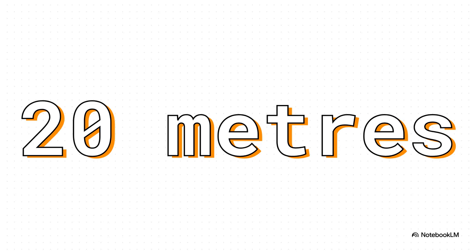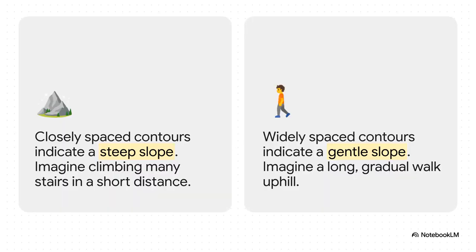So what that means is every time you cross one of those brown lines, you've just climbed, or descended, 20 meters in elevation. And the spacing of these lines tells you the story of the terrain. When the lines are packed really tight, it means the elevation is changing super fast over a short distance.